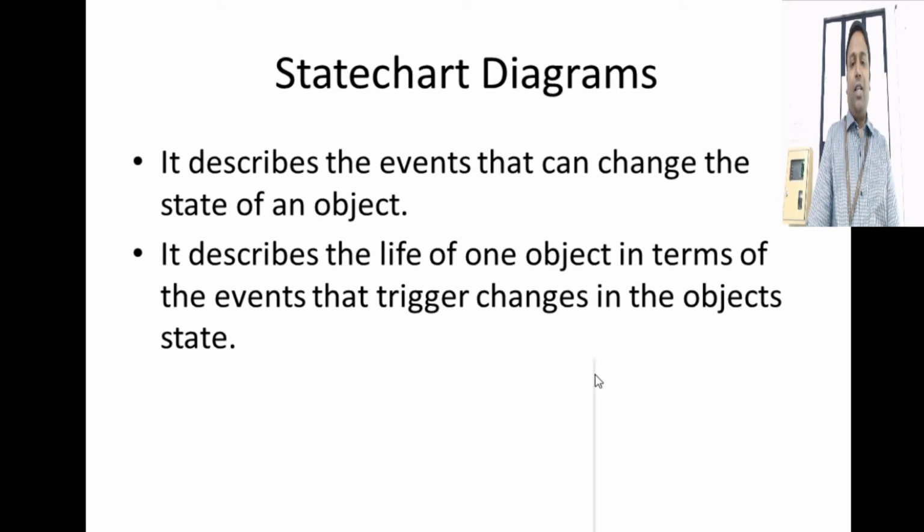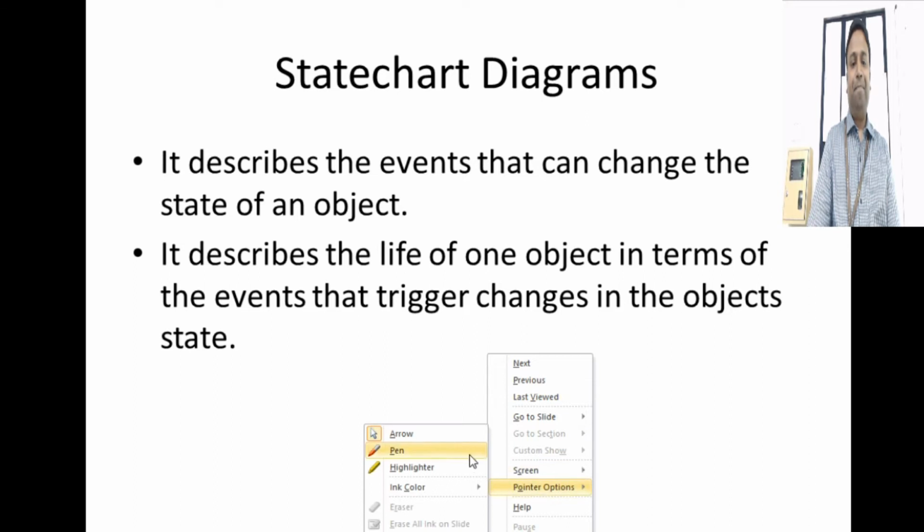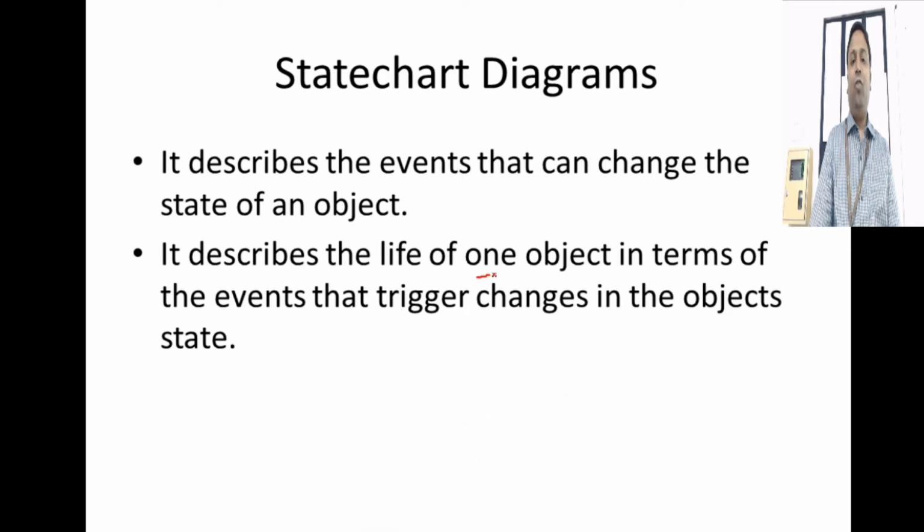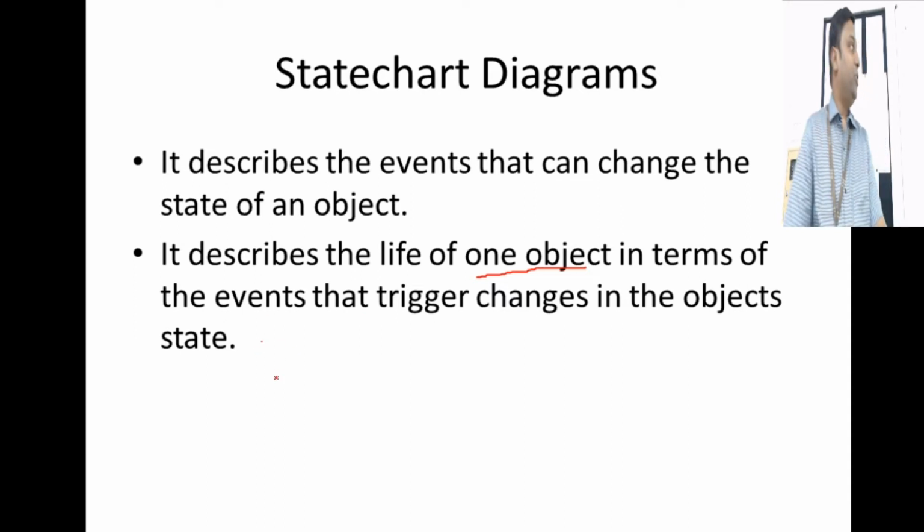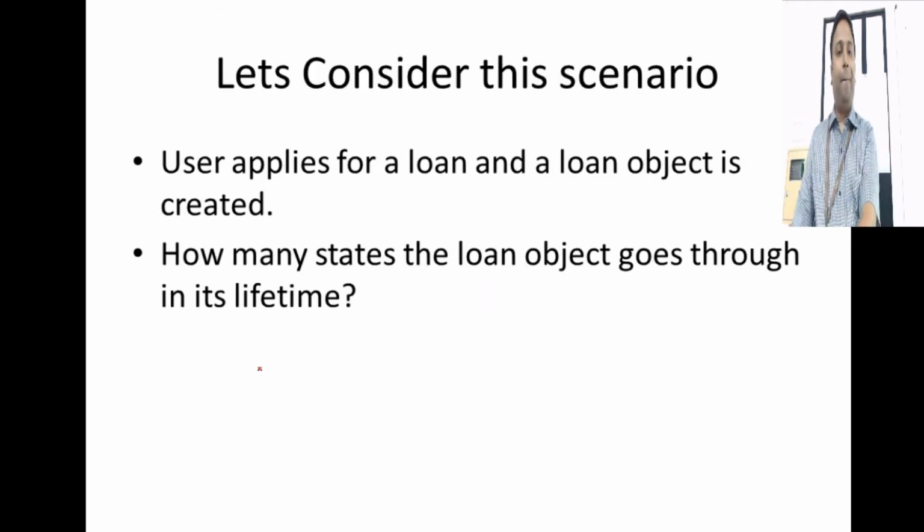In other words, it describes the life of one object in terms of the events that trigger changes in the object state. So when you're talking about a state chart, it's always modeling one specific object. Okay, please keep that in mind. So what do we mean by an object changing state?